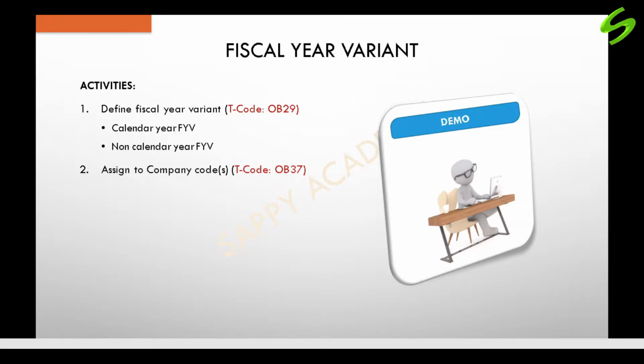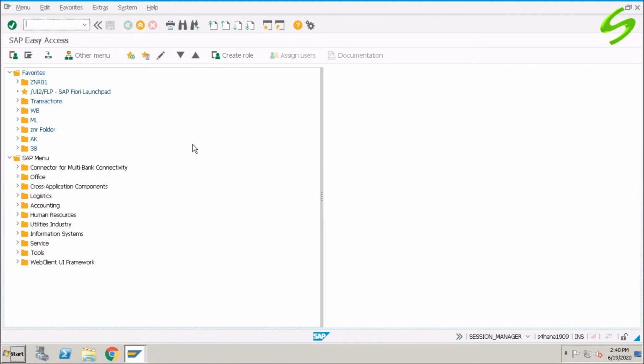We will define two different fiscal year variants, one for calendar year, another a non-calendar year fiscal year variant. And we will assign the calendar year fiscal year variant to our company code. The transaction code to create a fiscal year variant is OB29.